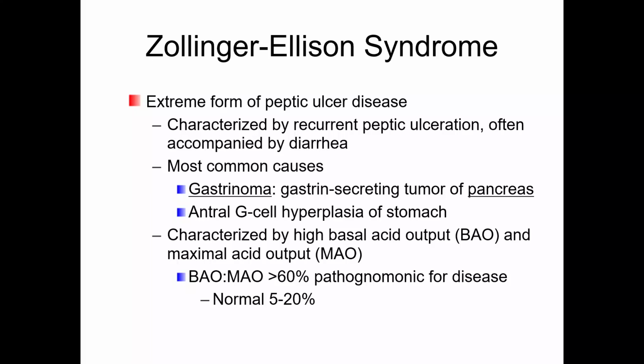Zollinger-Ellison Syndrome is an extreme form of peptic ulcer disease. It's characterized by recurrent peptic ulceration, often accompanied by diarrhea. Most common causes are gastrinoma, a gastrin-secreting tumor of the pancreas, or antral G-cell hyperplasia of the stomach. It's characterized by high basal acid output, BAO, and maximal acid output, MAO. BAO to MAO greater than 60% is pathognomonic for the disease. Normal is 5 to 20%.